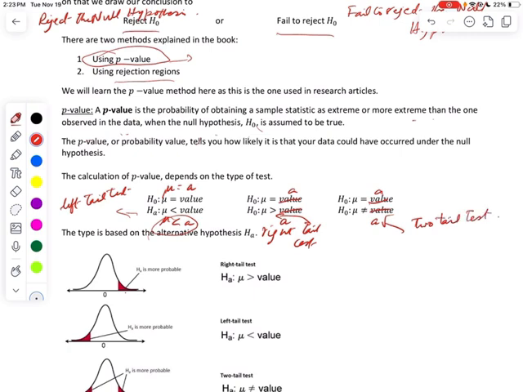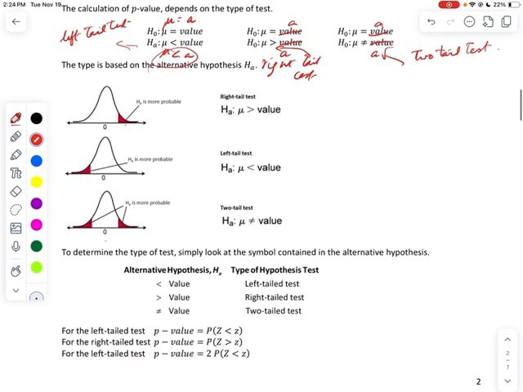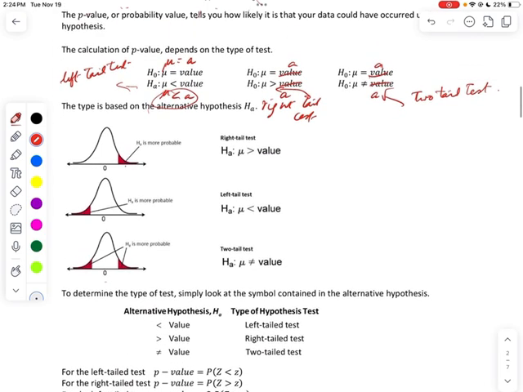Here they are shown in pictures. When we have HA with mu greater than some value, we have this situation. If we have less than, we will have this situation. If we have not equal to, we will be in this situation. In other words, in this case the p-value will be equal to the probability that Z is greater than A.